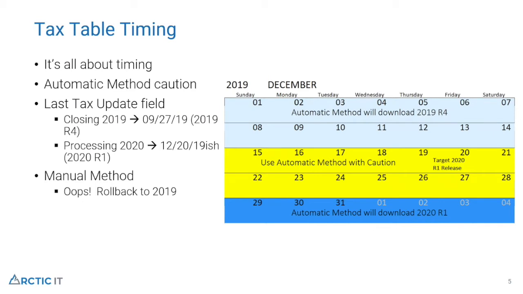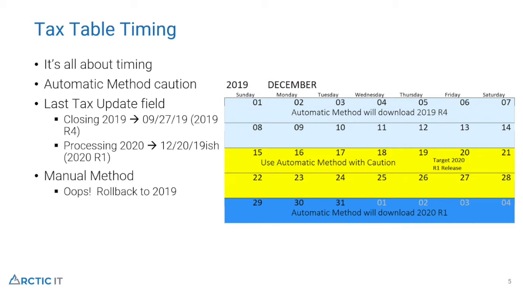Around year end, it's really important that you understand the timing of your tax tables, because if you don't, you run the risk of closing the year with incorrect rates and limits. So on the previous slide, we saw that the 2020 tax tables are targeted to release on December 20th, 2019. If you use the automatic method to apply tax table updates, which most clients do, you'll need to use caution around the targeted release because you may download the 2020 tax tables before you intend to. So if you want to verify that you've got the right tax table updated or uploaded, look at the last tax update field under Tools, Setup, System, Payroll Tax, and we'll demo this later on in the video.